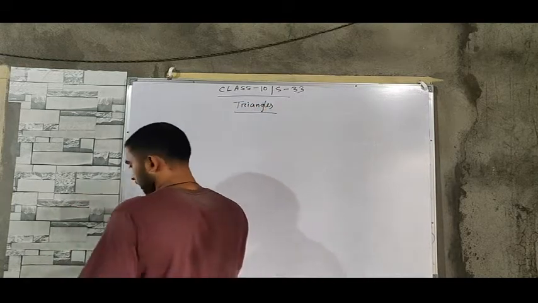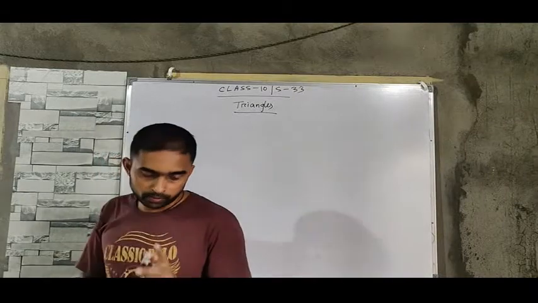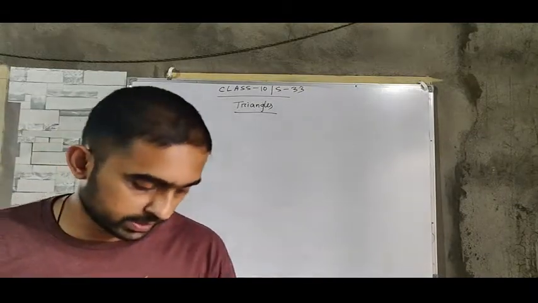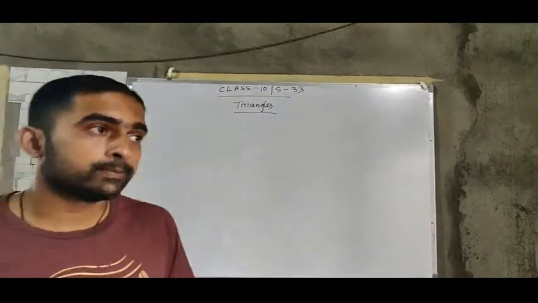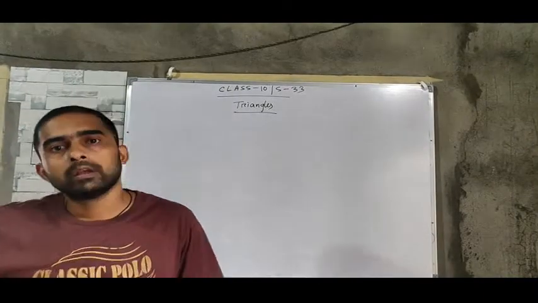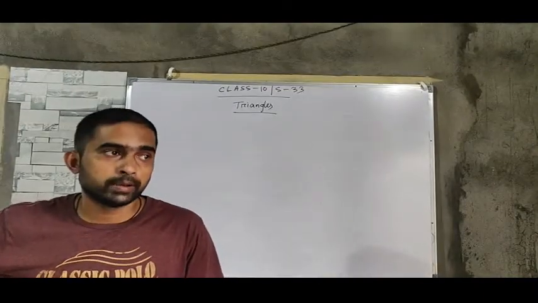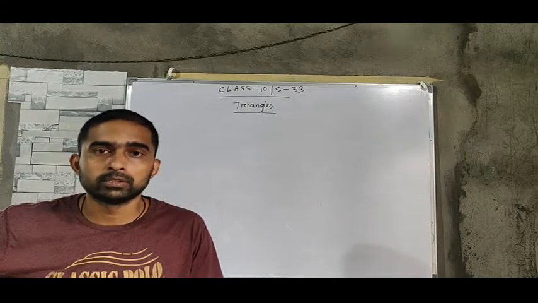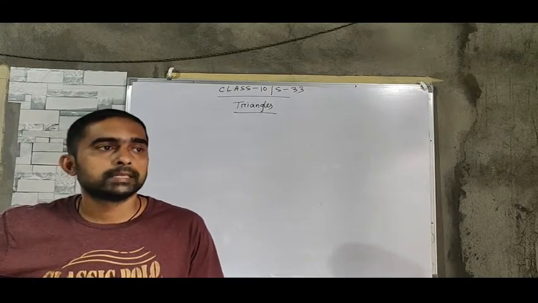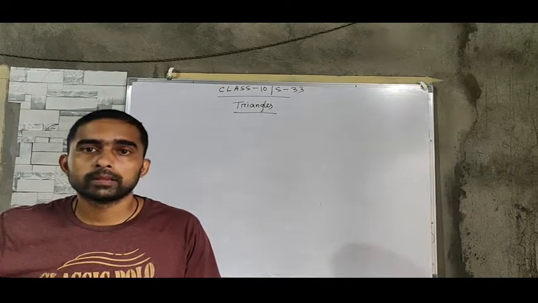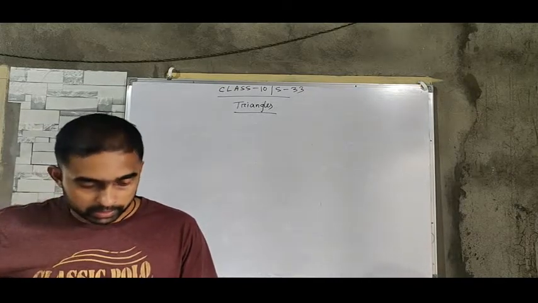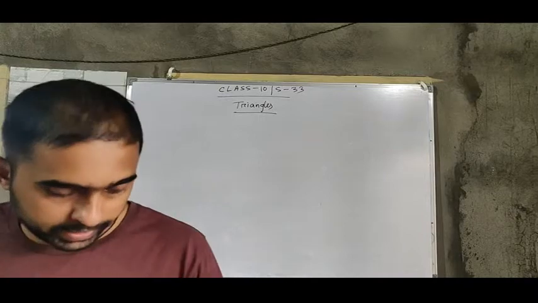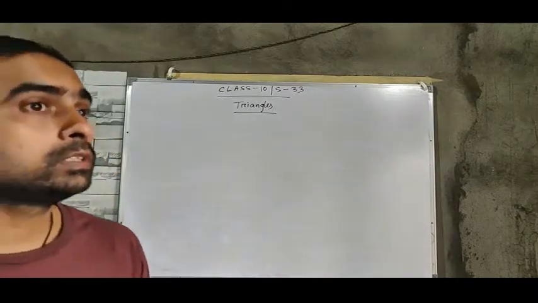So now, first there is a theorem. The very first exercise is a theorem known as the Basic Proportional Theorem. Those who have advanced maths in class 8 and class 9 know it also as Thales theorem. So what is Thales theorem? It is a theorem used in triangles.